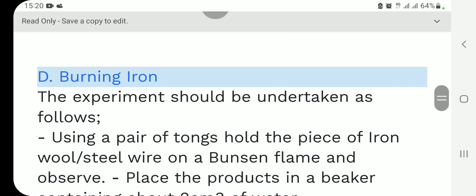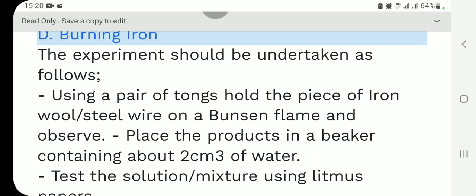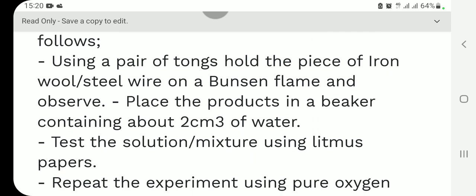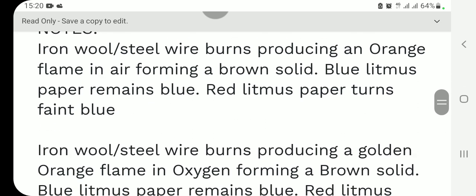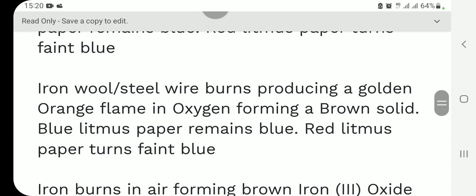We are going to iron. Iron is also a metal. You repeat the process where you pick the iron with tongs, burn what you've obtained, add water, then test with litmus paper. Iron burns with a golden orange flame in oxygen forming a brown solid. Blue litmus paper remains blue, red litmus paper turns faint blue. That makes this also alkaline.